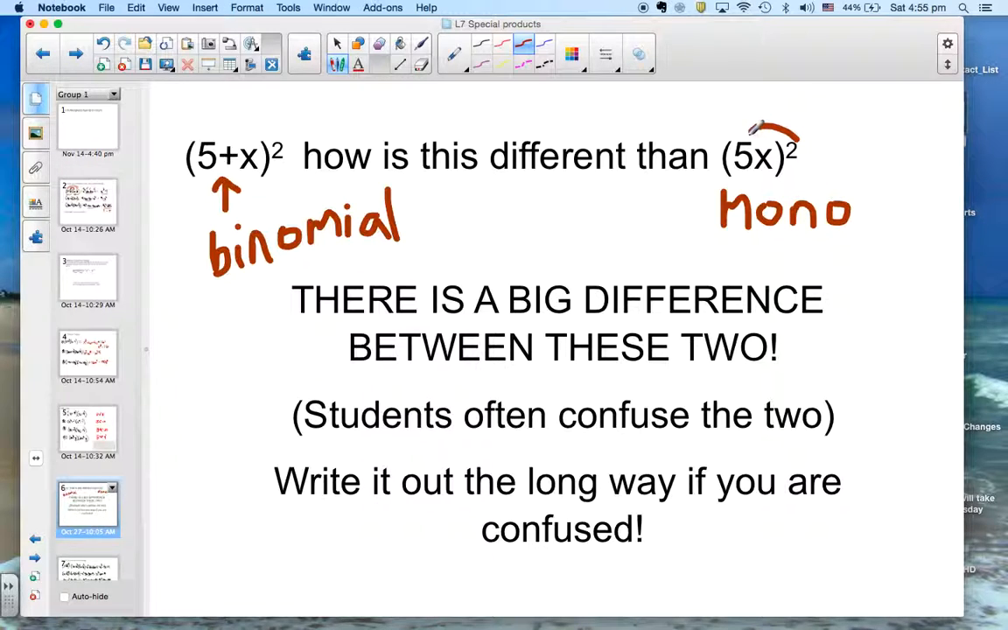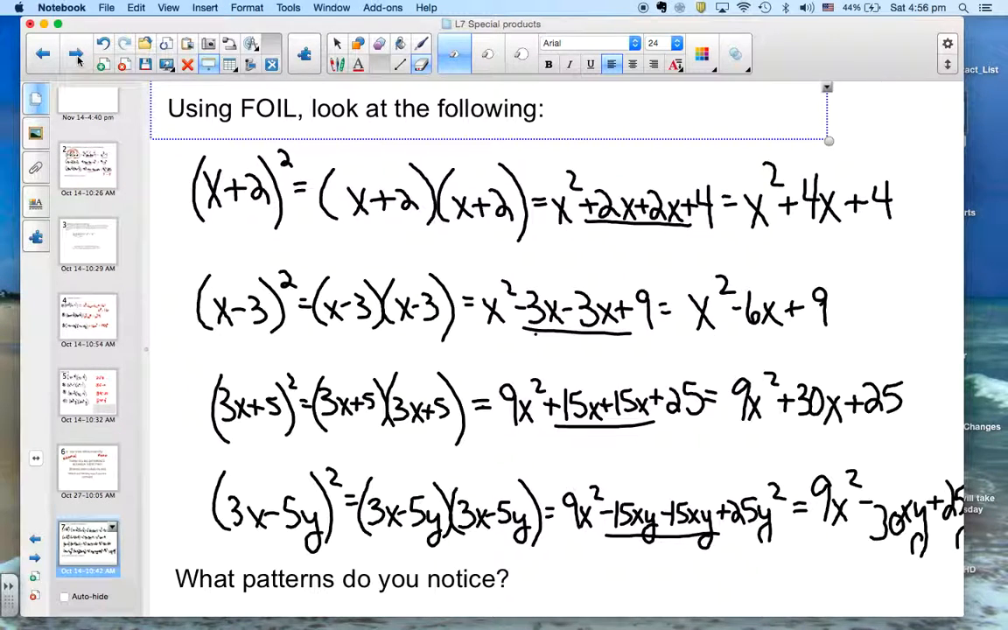And when we have a monomial, this is going to be distributed. Let me back up. When we have a binomial, we can't just square the 5 and square the x. We need to do 5 plus x times 5 plus x and use FOIL. So if you get confused, write it out.